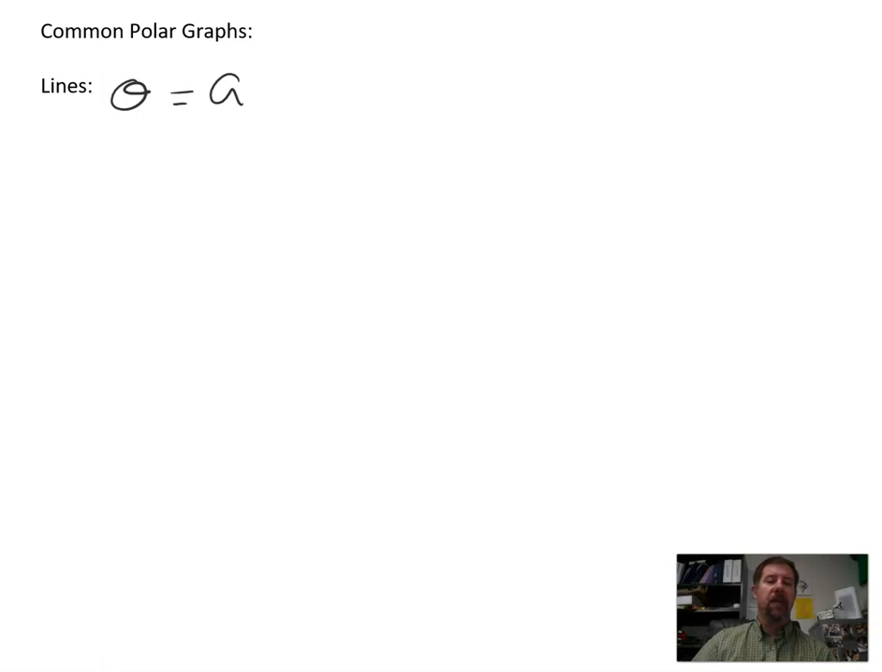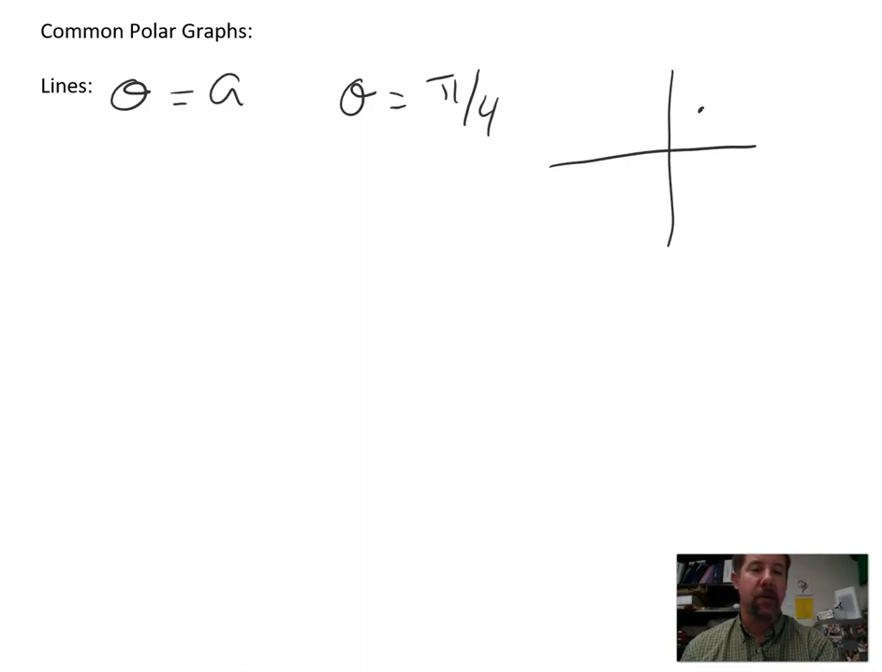Okay, let's talk about some common polar graphs that we should be aware of. If you have theta equals some number, theta equals a, like theta equals pi over 4, this is going to be the graph of a line. If the angle is always the same, it doesn't matter what my radius is. I can have a bunch of different radiuses. So theta equals pi over 4 would be the same as the line y equals x. That is the way we will get lines: theta equals a number.